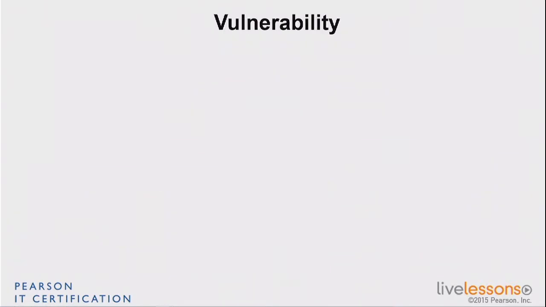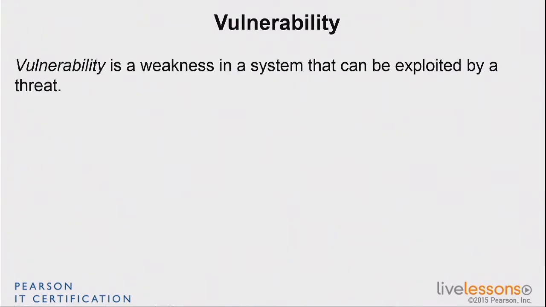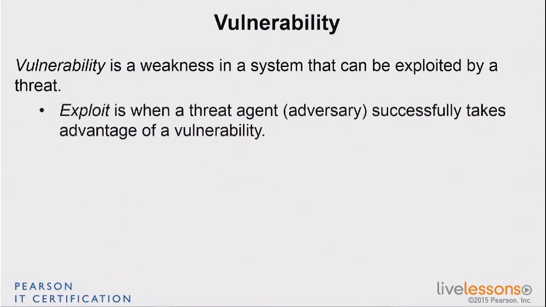So threats are these potential dangers. But in order for a threat to operate, there has to be a corresponding vulnerability. A vulnerability is the weakness in a system that can be exploited by a threat. Now, it could be in a system, it could be in a facility, it could be in people. But in order for a threat to actually have any impact, there must be that corresponding weakness that can be exploited. So an exploit is when a threat agent or a threat adversary successfully takes advantage of a vulnerability. They find your weakness, they take advantage of that weakness, and that's known as an exploit.